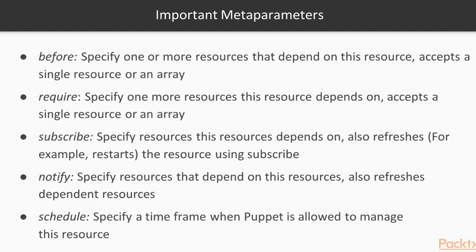For example, there's before. This specifies one or more resources that depend on the resource that uses the metaparameter before. It accepts a single resource or an array. Then there's require. It specifies one or more resources this resource depends on. It also accepts a single resource or an array. Then there's subscribe. It specifies resources this resource depends on, but it also refreshes the resource using subscribe, for example restarts it if it's a service resource. So for example with subscribe you can restart a service when you change the configuration file with Puppet.